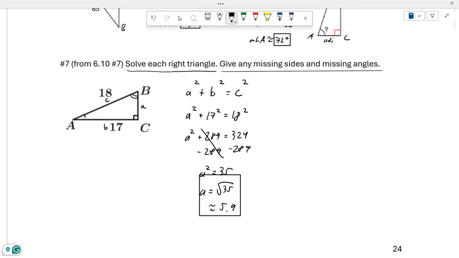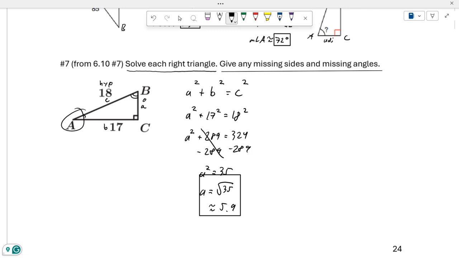That's my missing side. Now to get my missing angle, I guess we'll just go in alphabetical order here. So I'll get angle A. In order to get angle A, we're going to use inverse trig. And so let's focus on angle A here. So if I'm focusing on angle A, then 18 is my hypotenuse.